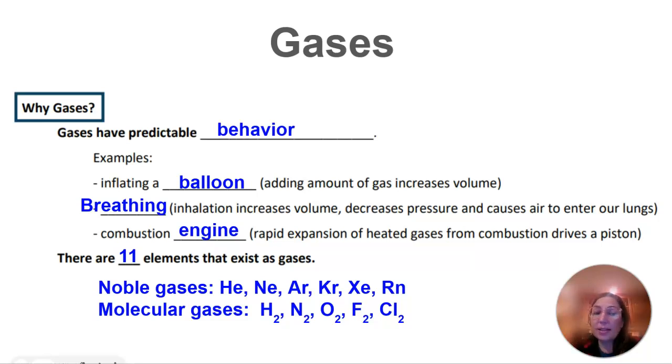So the noble gases: helium, neon, argon, krypton, xenon, and radon. We call those gases, and they really are in the gas phase at room temperature. Then all of our molecular gases, so for example, hydrogen, nitrogen, oxygen, these diatomic gases that like to come in twos. And the halogens like fluorine and chlorine. So those are really our 11 elements that exist in the gas phase that we work with a lot.